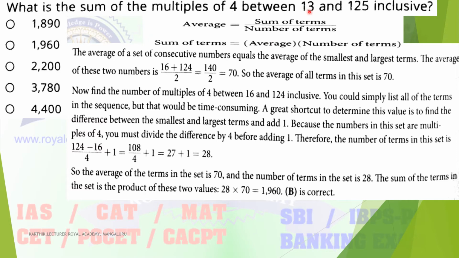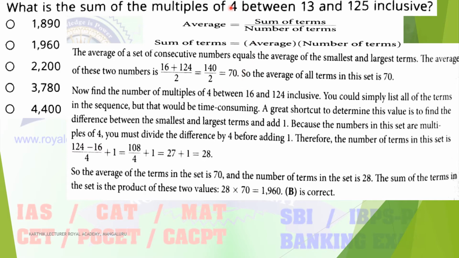Average is nothing but, in between the numbers, the multiples of 4, how many numbers are there in between 13 to 125, that you have to determine. So what is 13, whether it is a multiple of 4? No, 16 is a multiple of 4, that is the start from 13. Okay, starting number is 16. Then 125 is not a multiple of 4, so the number less than 125, that is 124, is a multiple of 4. So take the average of these numbers, 16 plus 124 divided by 2, you will get 140 divided by 2, 70. 70 is the average number.